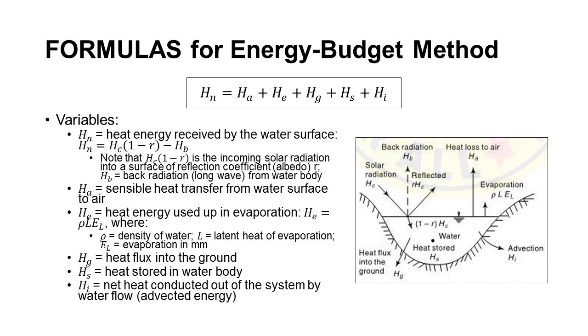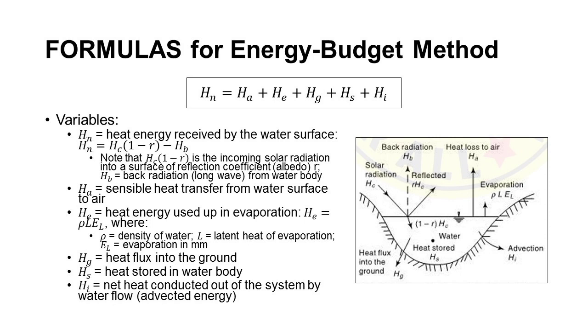So, we have here the heat energy received by the water surface, and we also have the sensible heat transfer, the heat energy used up in evaporation, the heat flux into the ground, the heat stored in the water body, and the net heat conducted out of the system by the water flow. So as we can see here, there are also some variables that are required to be calculated, not just to be seen or estimated in a figure or in a simple situation, in a problem such as these kinds of figures.